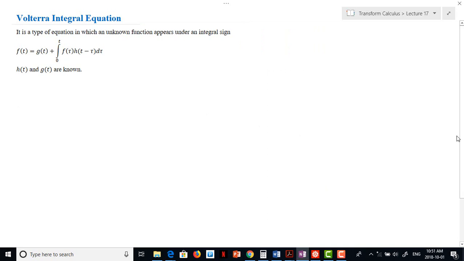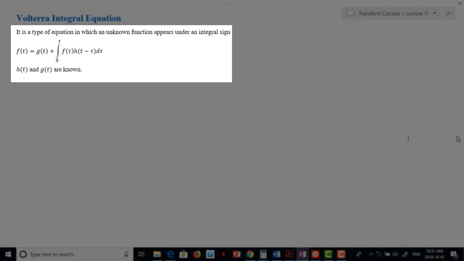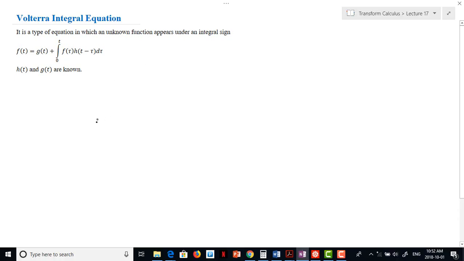So first we have to know what Volterra integral equation is. This equation is a type of equation in which an unknown function appears under the integral sign. For example, here you see one Volterra integral equation. f(t) is equal to g(t) plus integral from 0 to t f(tau) h(t minus tau) d tau. So in this equation, h(t) and g(t) are known, and we have to find f(t). So in fact, f(t) is unknown and should be found.